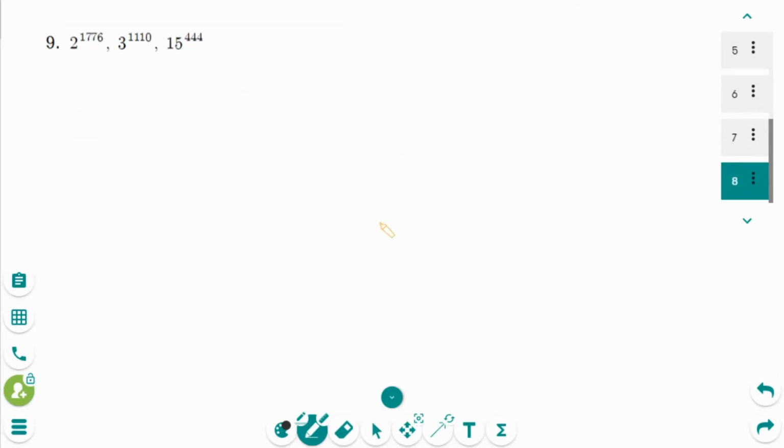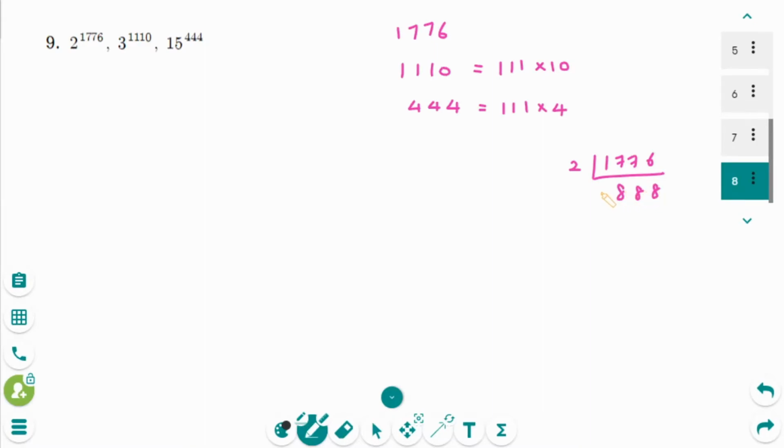Number 9, we are looking for the greatest common factor of these three numbers, 1776 and 1110 and 444. This one is 111 times 10. The last one is 111 times 4. Then 1776 divided by 2 equals 888. So 8 times 111. So this one is 111 times 16. We can do more.